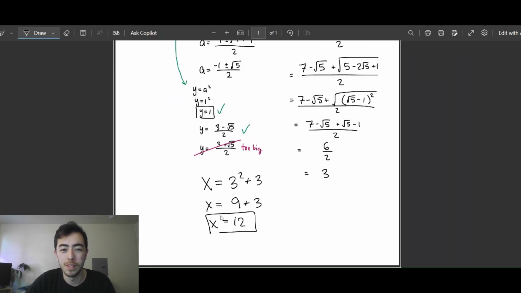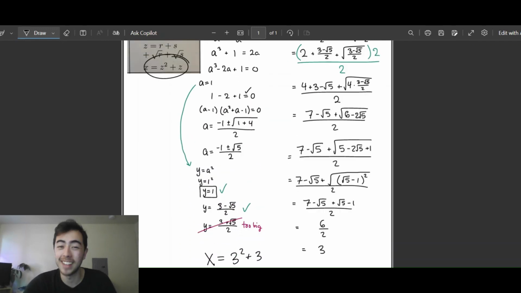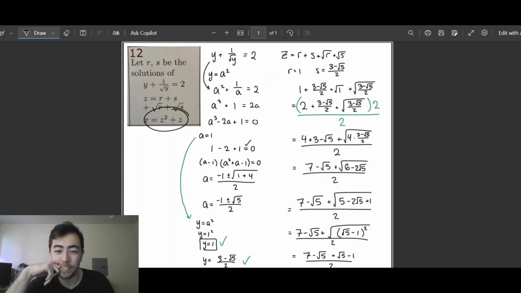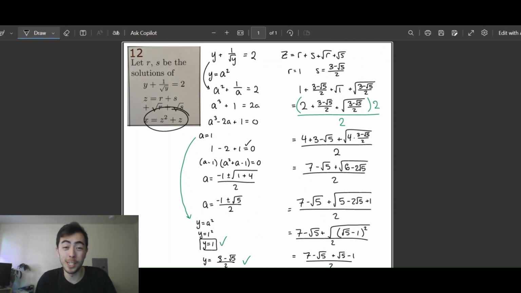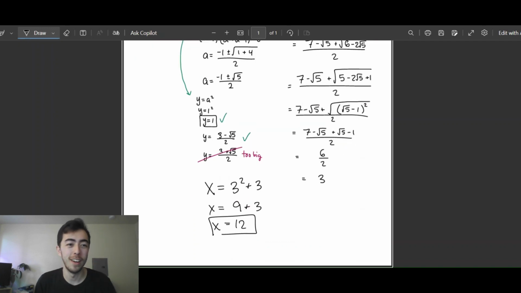What a problem. That's crazy, honestly. Well, hey, x is 12. That's great. And we did it. What an insane problem. I really like this one. The algebra here was so tricky. But I'm glad to say that x is definitely 12, and we're all done.